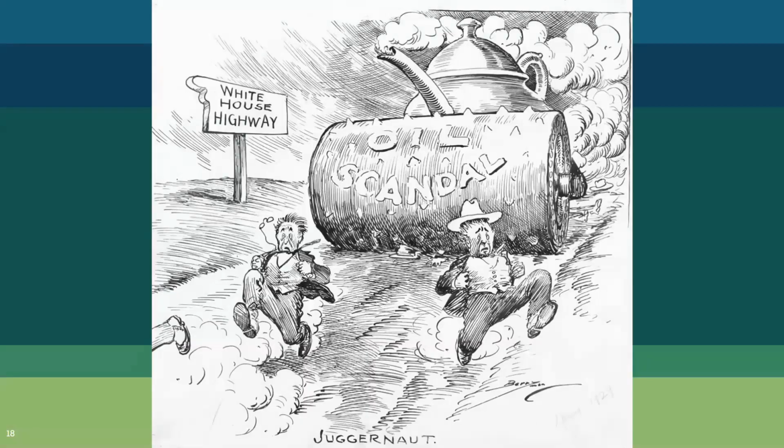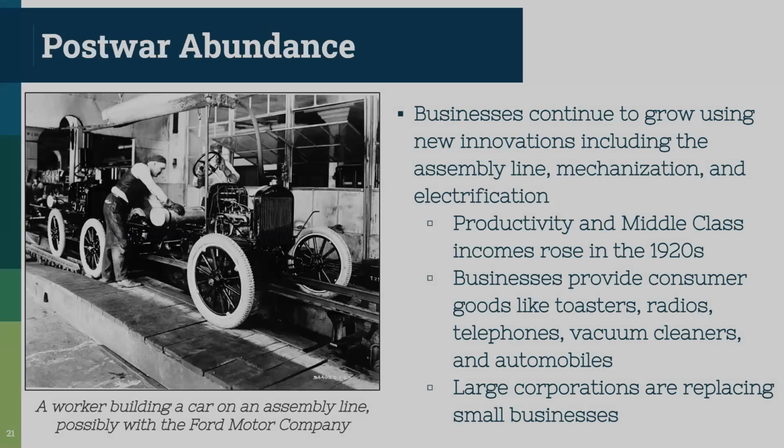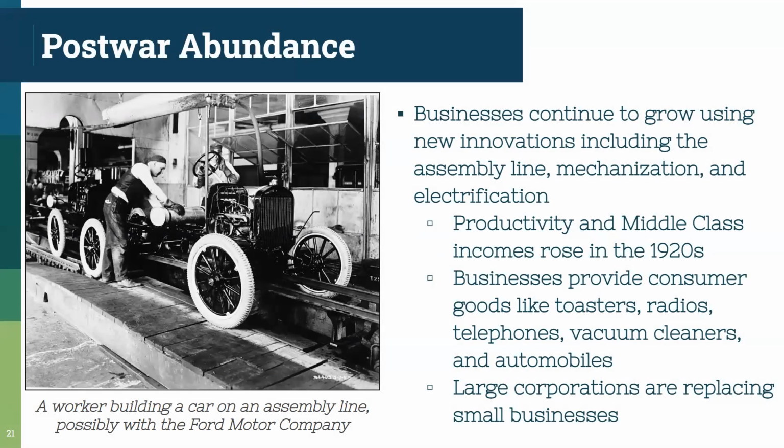Here you can see the Teapot Dome oil scandal. Now, President Coolidge comes into office and he agrees with Harding, who is now dead, that they should do whatever they can to help businesses grow. They should have tax cuts for businesses, so businesses don't have to pay as much in taxes. And so businesses are going to grow under Coolidge's presidency.